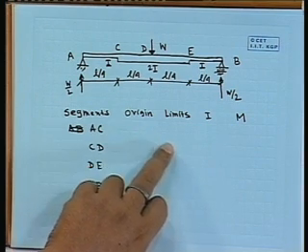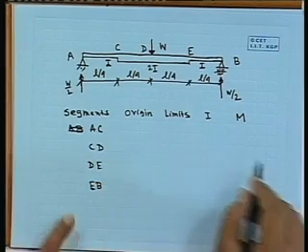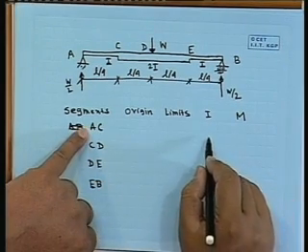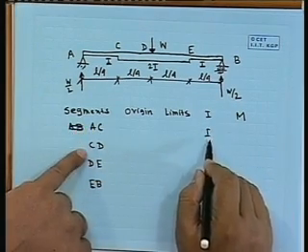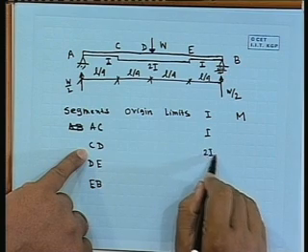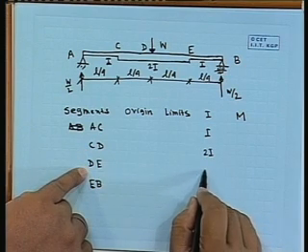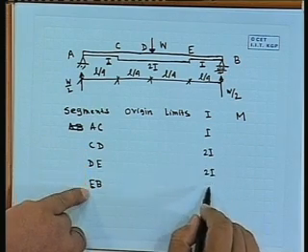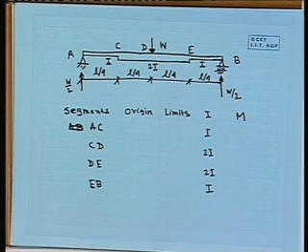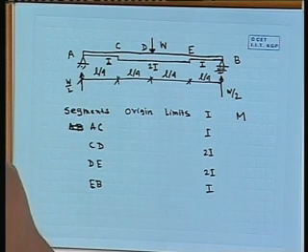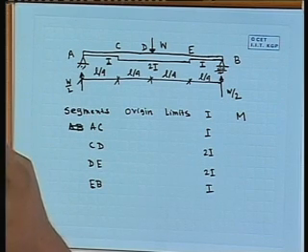Now, say the I part we can put: AC, I is I; CD, I equal to twice I; DE is also twice I; and EB is I. E you can also vary, or we could write EI. So, it will be EI, 2 EI, 2 EI, EI.